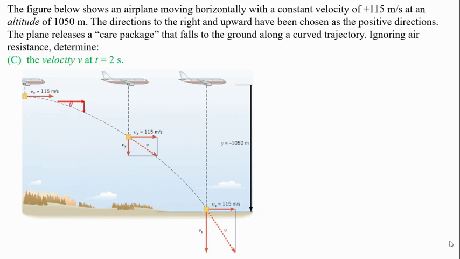All right, let's do part C. Part C asks us to find the velocity at 2 seconds. Well, this is pretty easy to do. To find the velocity at 2 seconds, here in the diagram, I kind of just put it right here. This is just more for visual. This is not drawn to scale.